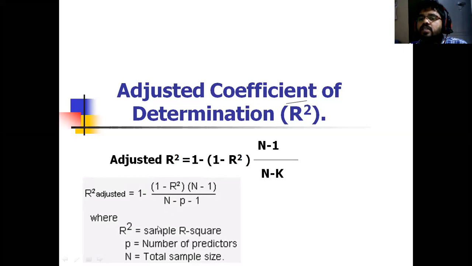So here, what is R square? As we know, it is the sample R square, whatever R square value we get. N is the number of samples, nothing but the number of observations. Here P is the number of predictors, nothing but the number of independent variables. Sometimes we can use K also; instead of P, they can use K. So this is very simple.